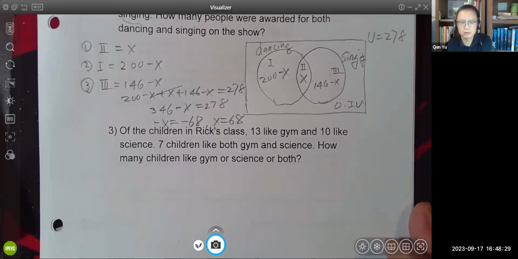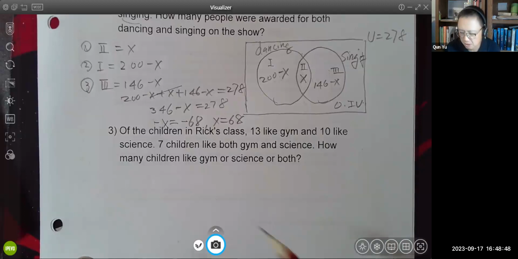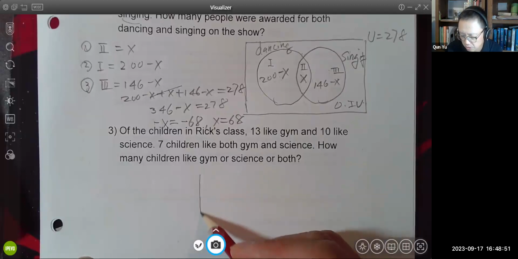Of the children in Rick's class, 13 of them like gym and 10 like science. So we have 2 different areas, subjects, gym and science. 7 children like both gym and science. How many children like gym or science or both? First, don't worry about the answer.